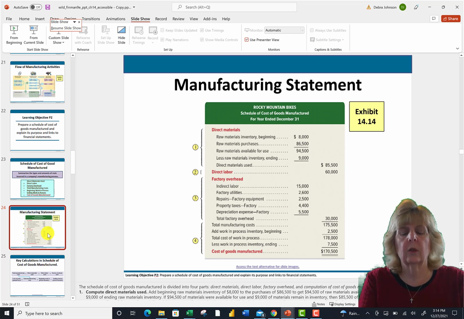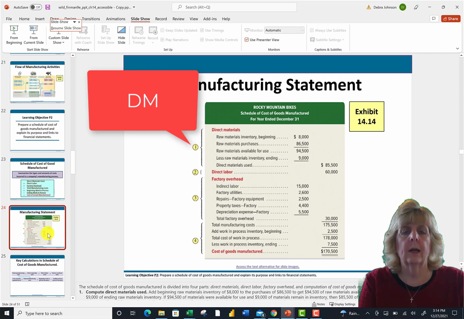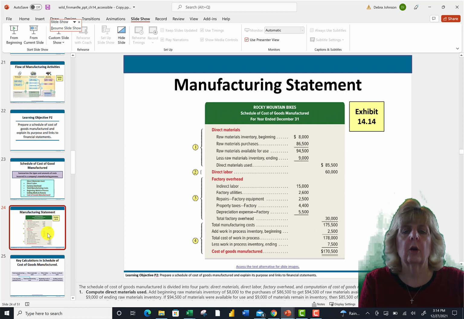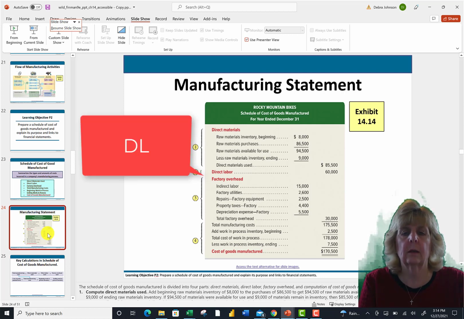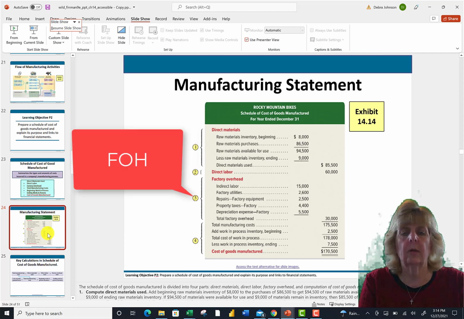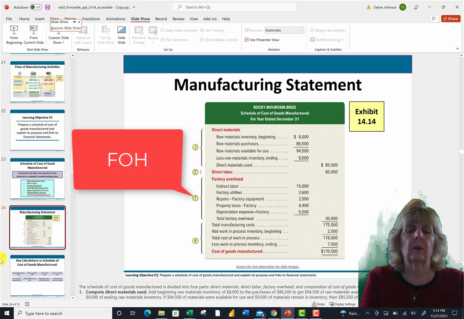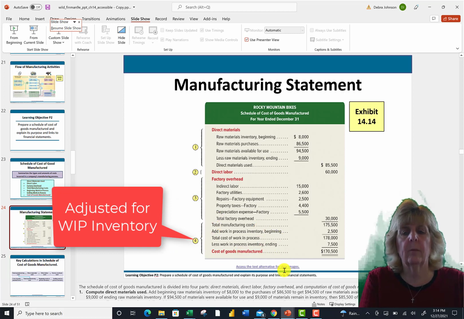The next slide shows the formal manufacturing statement. And you'll notice that there's 4 parts on this statement. Part 1 is for the direct materials used. Part 2 is for the direct labor. Part 3 is for the factory overhead. And finally, you'll see the beginning and ending WIP balances adjusted.